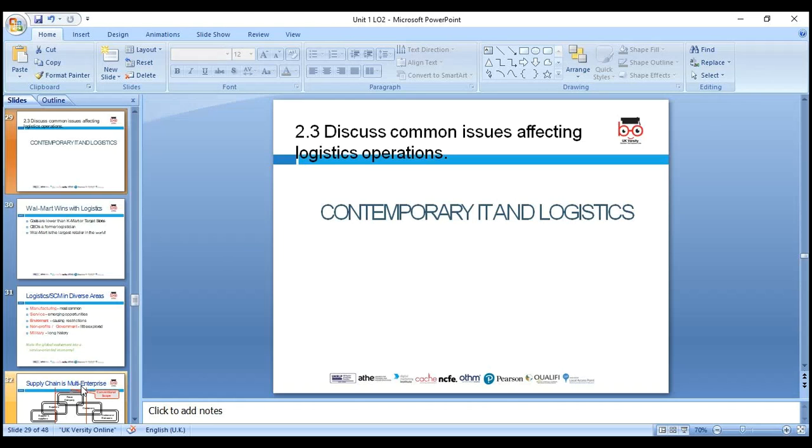contemporary IT and logistics. Let us discuss the common issues affecting logistics operations. What are the common issues nowadays? What affects your supply where you are working? People do not deliver it. Usually, sometimes the situation of the city affects it. Sometimes the cost and availability of trucks, load issues. Of course, sometimes there are strikes or protests, whatever we call them. These impact the cost.